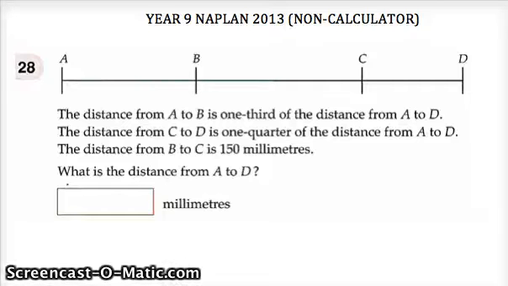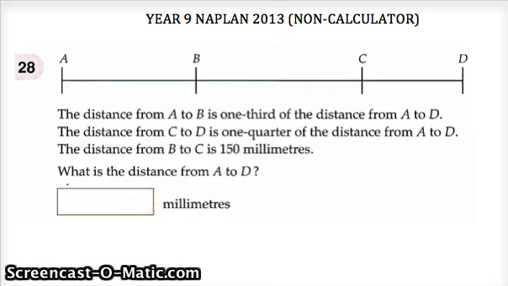This is question 28 in the 2013 non-calculator paper. The distance from A to B is 1/3 of the distance from A to D. The distance here from C to D is 1/4 of the distance from A to D. And the distance from B to C is 150 millimeters. What is the distance from A to D?